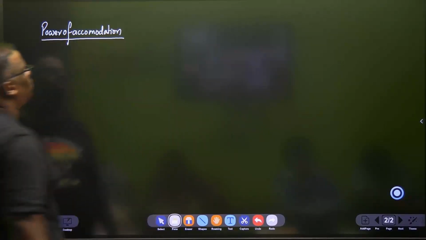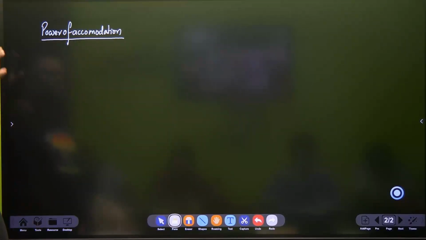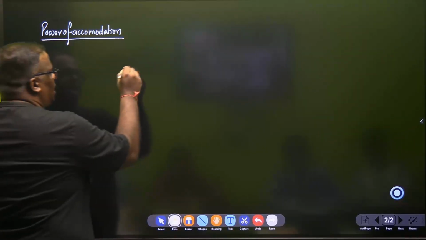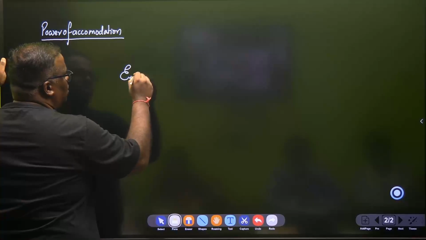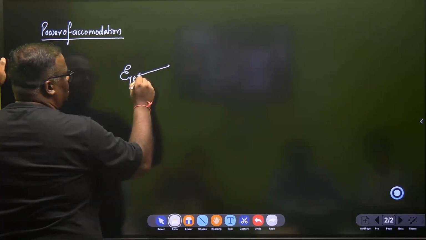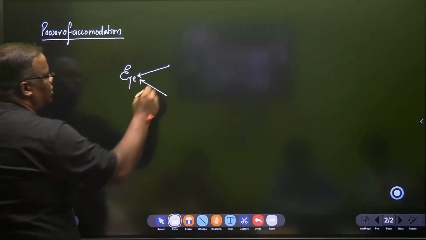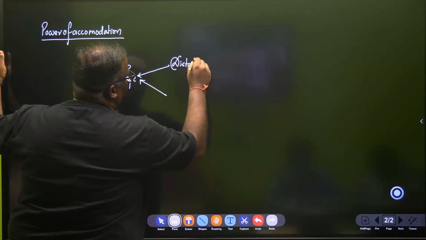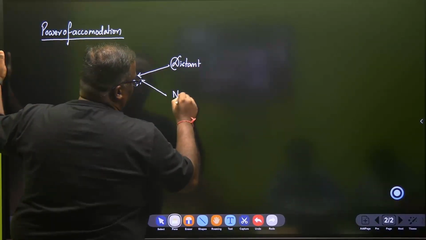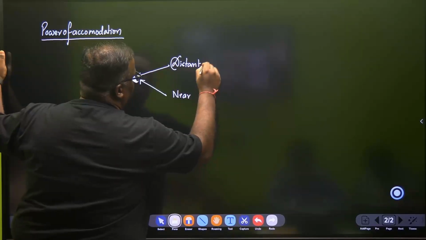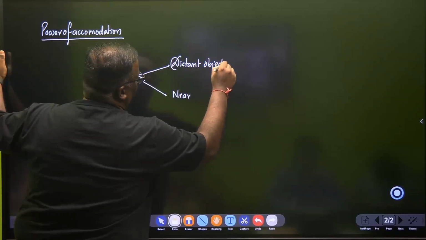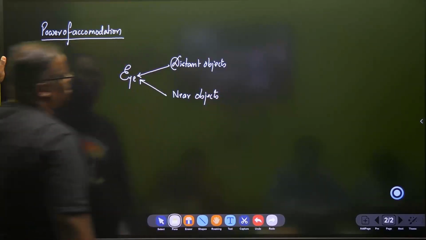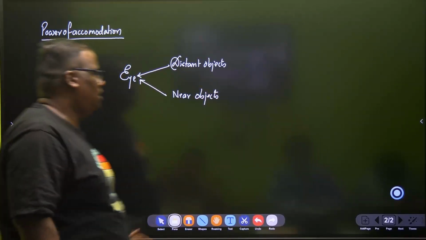Now let's understand what is accommodation. Accommodation is the ability to accommodate. Whenever we have an eye, it is going to see two types of things. In the language of physics, we will see some things which are known as distant objects, and some things which are known as near objects. Let's first understand this distant and near, how this thing happens.